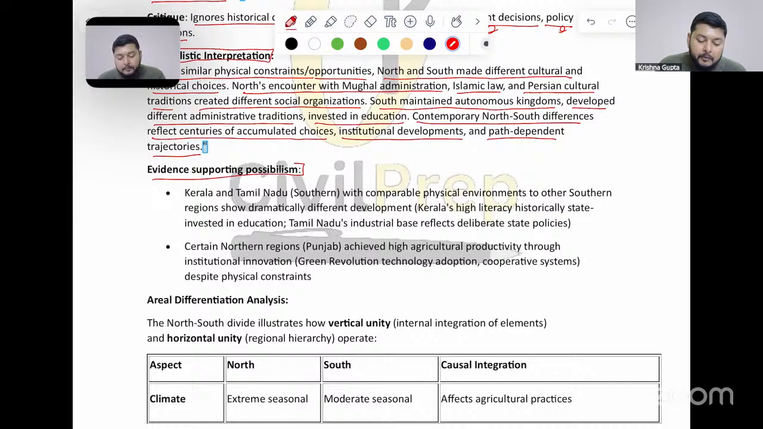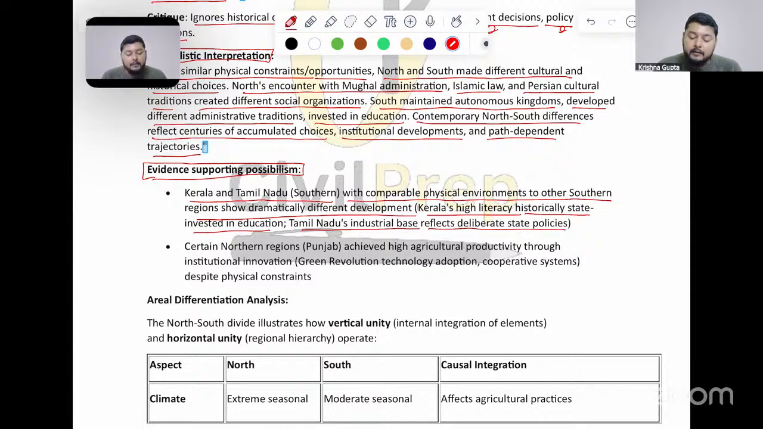Now, what is the evidence supporting possibilism? This is an important part. Kerala and Tamil Nadu, in the south, with physical environments comparable to other southern regions, show dramatically different development. Kerala has high literacy, as the historical state invested in education. Tamil Nadu's industrial base reflects deliberate state policies in the region. Conversely, in Northern India, Punjab achieved high agricultural productivity through institutional innovation, that is, structural institutions. Green Revolution technology was adopted and cooperative systems were seen despite the physical constraints, which is one of the evidences of possibilism in the southern region and also the northern region of India.